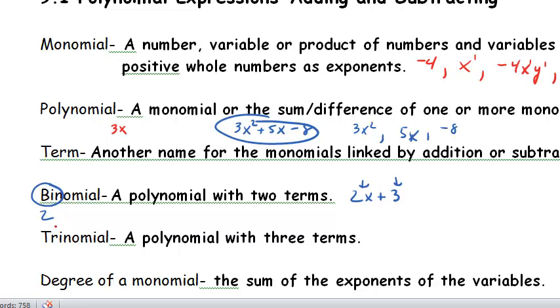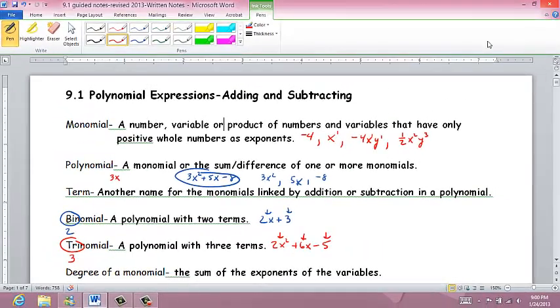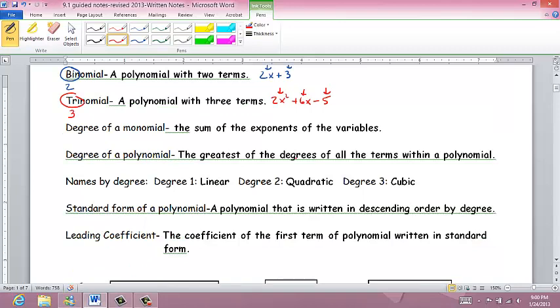Next, we have a trinomial. Well, what's the prefix for tri? 3. Therefore, a polynomial with three terms is what we refer to as a trinomial, such as 2x squared plus 6x minus 5. If you look, here's one term, two terms, and three terms. Another way we name polynomials is by their degree. Okay, the first thing we're going to look at is what is the degree of a monomial? Well, we take the sum of the exponents of the variables. That would be the degree of the term.